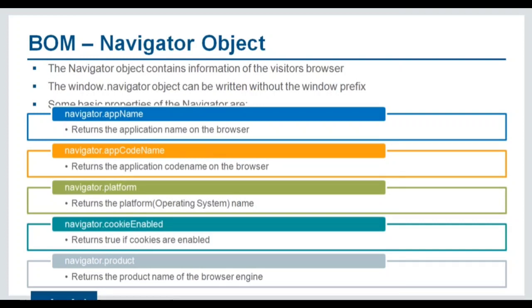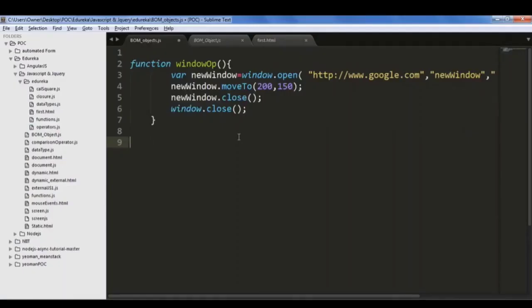Like the screen object, it also has many properties. The properties are like app name, app code name, the platform on which it is running, whether the cookie is enabled or not, what is the product of this particular navigator, etc. So all these properties are associated with this navigator. Let us create and see what all properties it has.